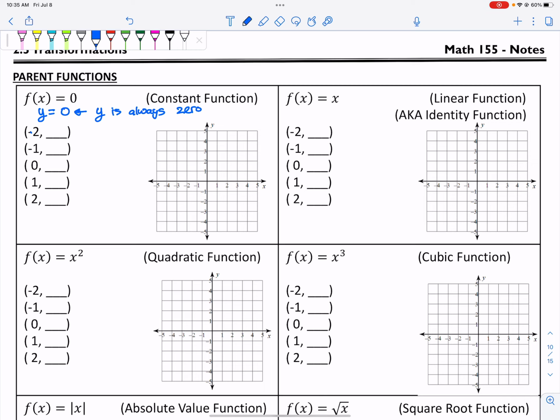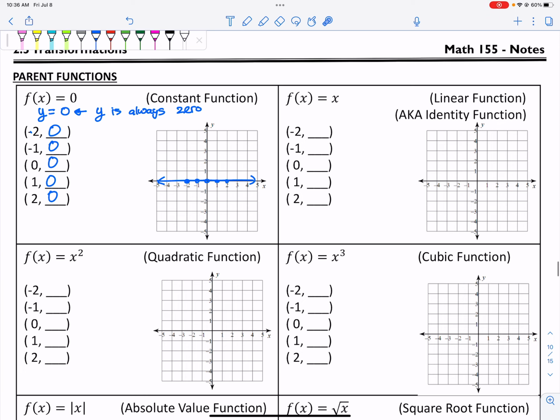So let's start by picking negative 2 for x. Because y is always going to be 0 for this function, y is 0 regardless of what the input is. Now let's plot the points: negative 2, 0; negative 1, 0; 0, 0; 1, 0; 2, 0. Every single x value has an output of 0 for y, so the graph looks something like this. If we were to transform it, we can move it up and down, left and right, or imagine how it would look if we reflected it over the x-axis or the y-axis.